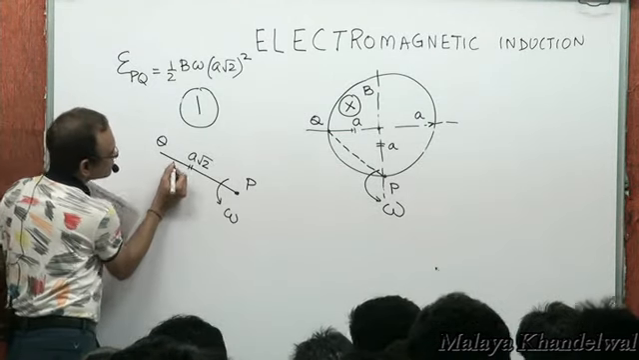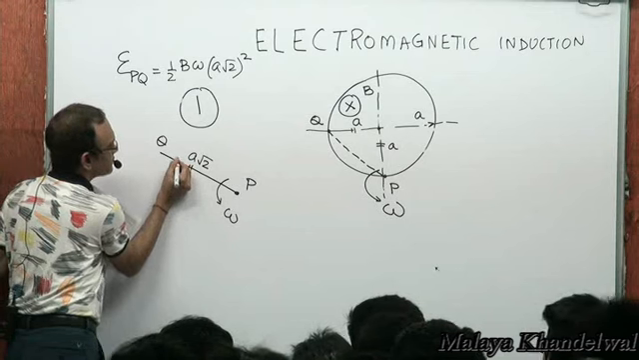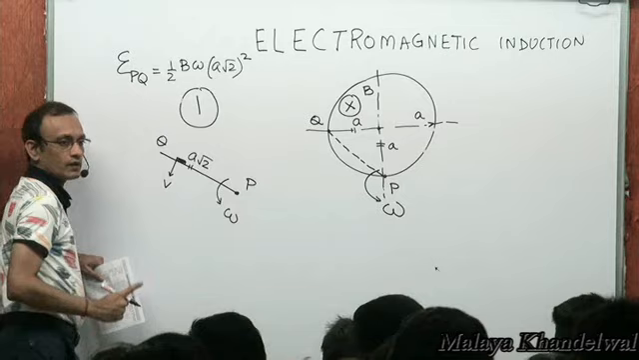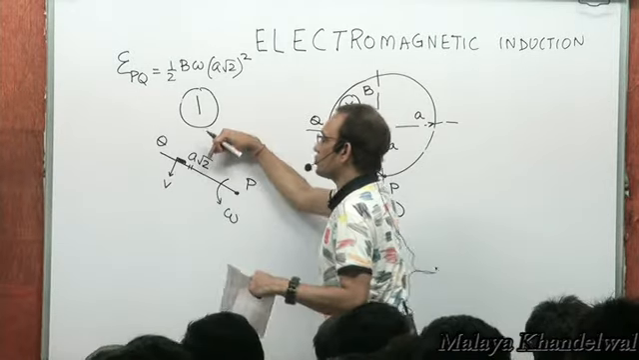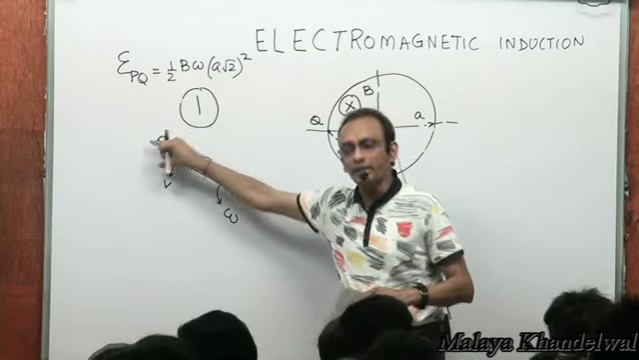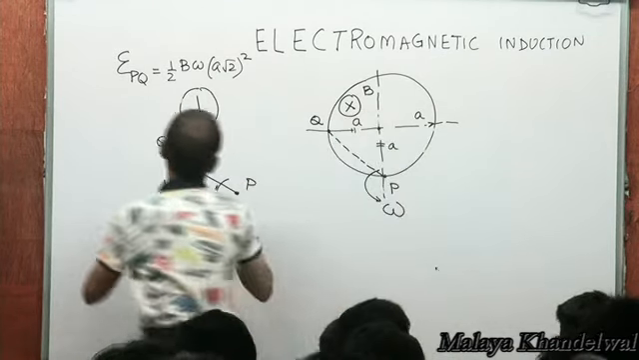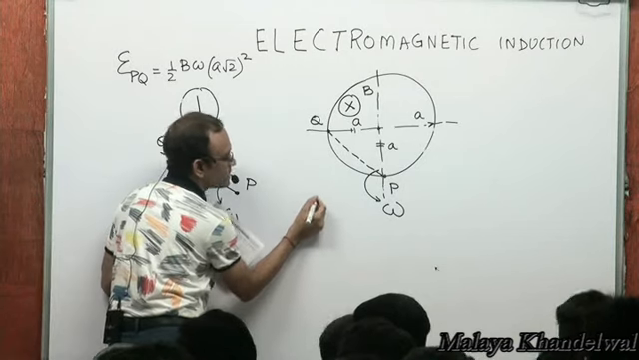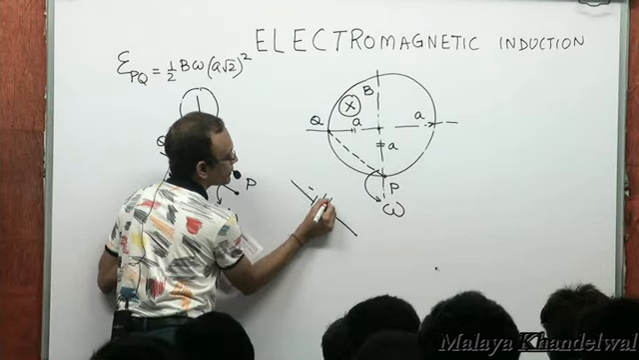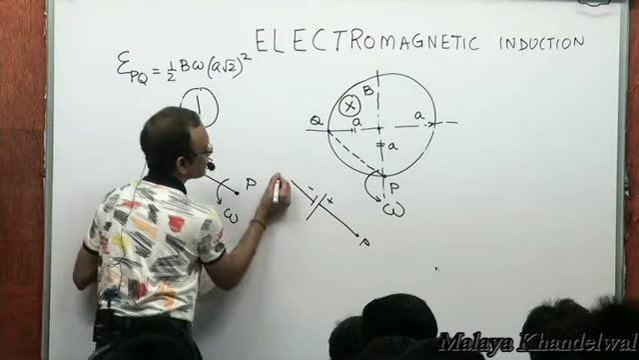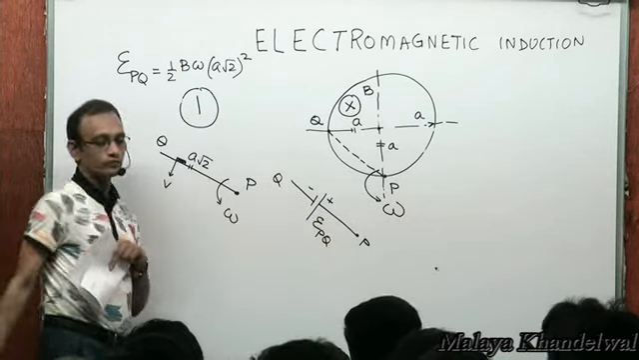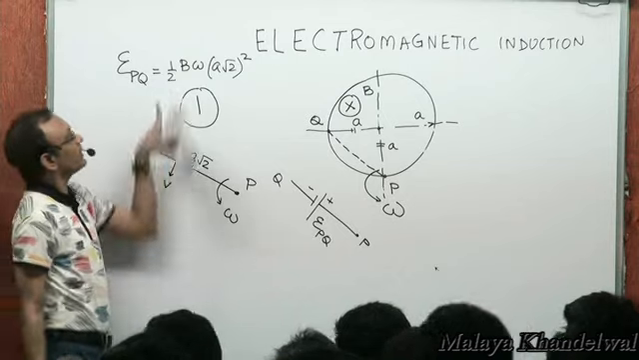Now, if you look at any element here, then that element will have a velocity v like this. B is going into the plane of the board. So v cross B would be towards P. So P would be at a higher potential compared to Q. So this entire thing behaves like a battery of EMF epsilon PQ, with polarity as shown. Right? Where epsilon PQ is this.